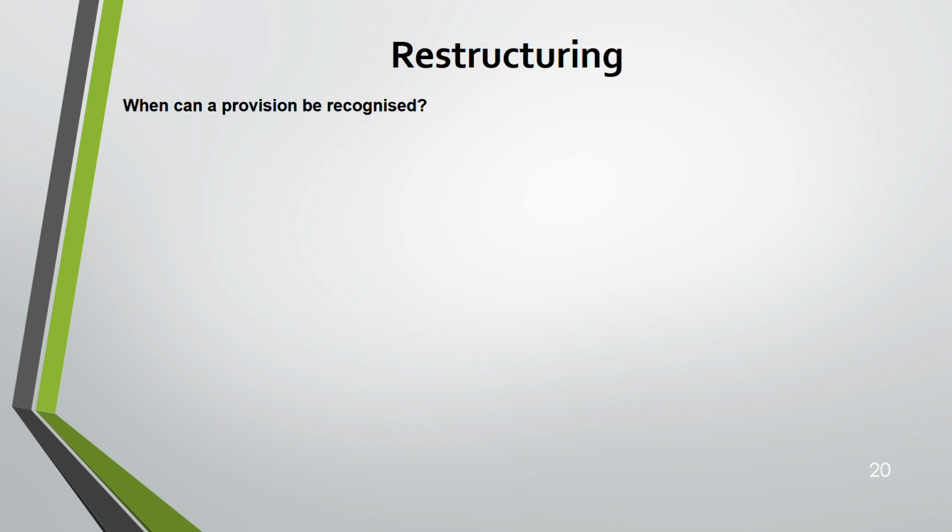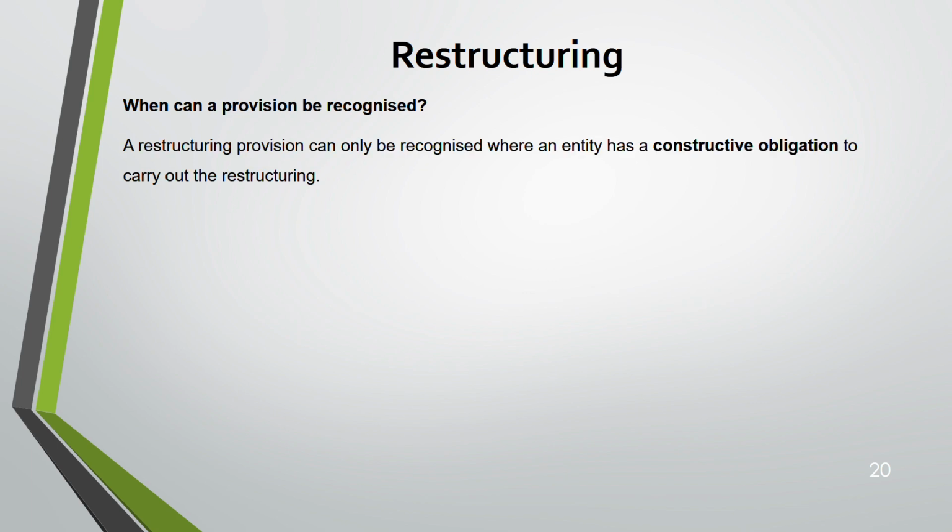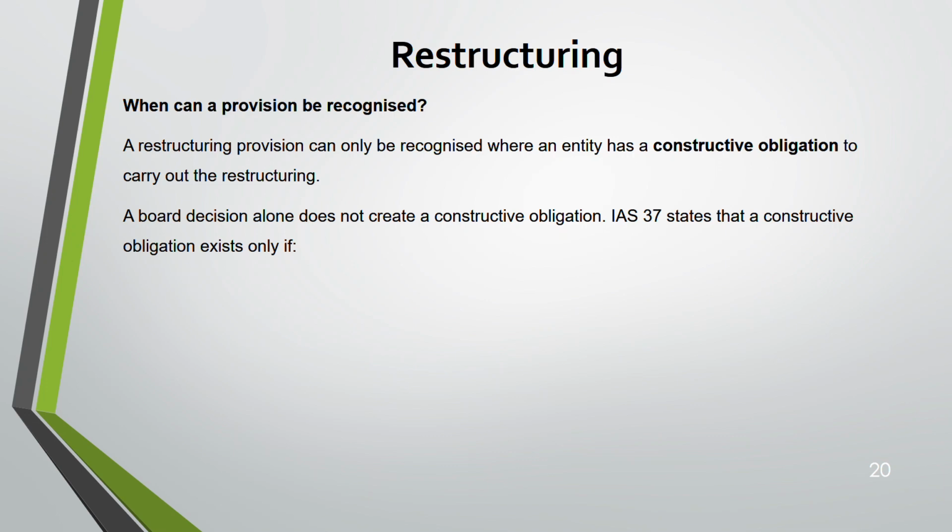Okay. Now, where can a provision be recognized when it's a restructuring? You need to be very, very careful. For restructuring, okay, earlier it was legal or constructive obligation. Then you recognize a provision. But for restructuring, you recognize it when there's a constructive obligation to carry out the restructuring. Meaning, there should be evidence that a restructuring is going to take place. Okay. Just having a board decision that you are going to restructure is not enough to say that this is a restructuring or you have a constructive obligation.